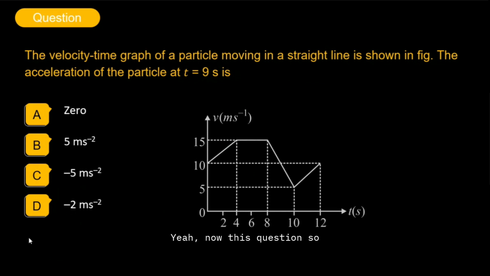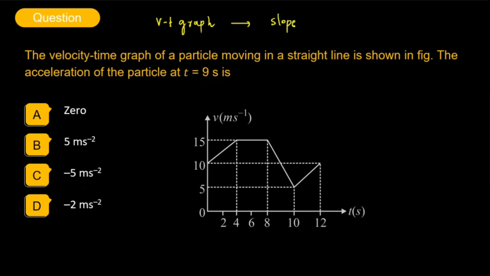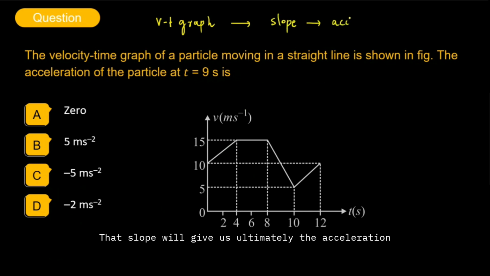Now this question. So this question says you have to find out the acceleration of the particle at t equals 9 seconds. So at 9 seconds, what is the acceleration? Now we have a velocity time graph. So from the VT graph, we have to find out the acceleration. We just try to figure out the slope of that point. That slope will ultimately give us the acceleration.